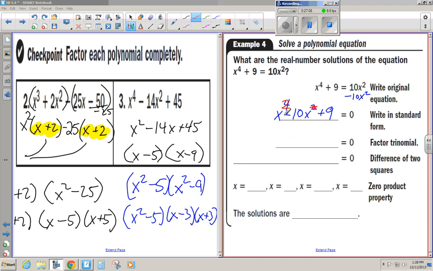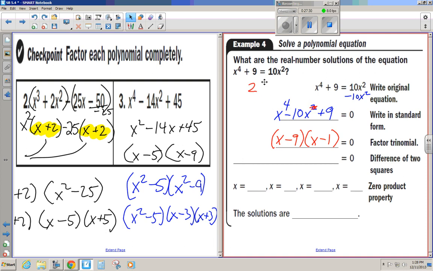And when you do that, you can see factors of 9 that add up to 10. Not plus. It's x minus 9, x minus 1. All right, but remember, we pretended that this was a squared and not a fourth power, and a 1 and not a second power. So all you have to add on now, once you factor normally, is the squared.